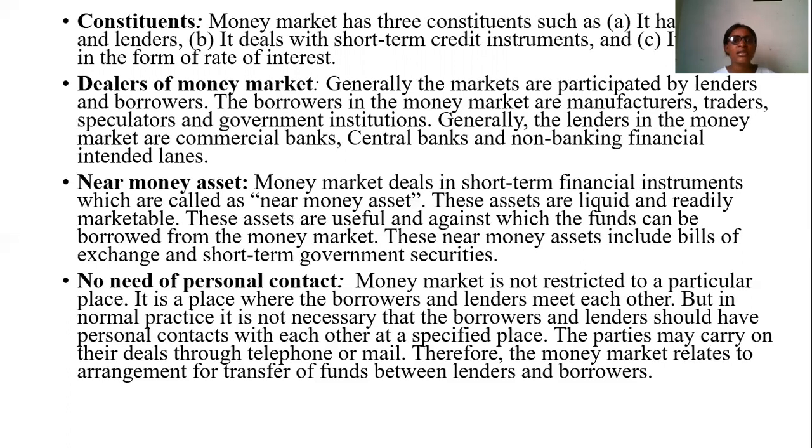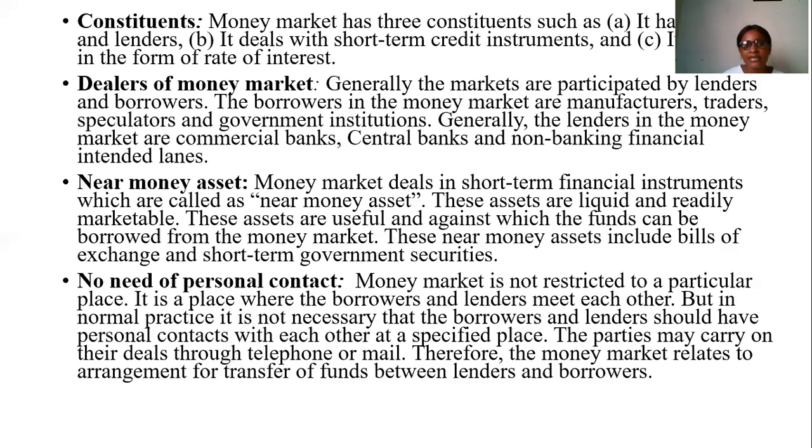Then it deals with short-term credit instruments. So here, the instruments that are dealt with in a money market are of short term. That means they can range from a day to 6 months. Then it has a price in the form of interest rate. So the price of the instruments that are traded on this market, the price is of its interest rate. All right. Then the dealers of money markets. Number two characteristic.